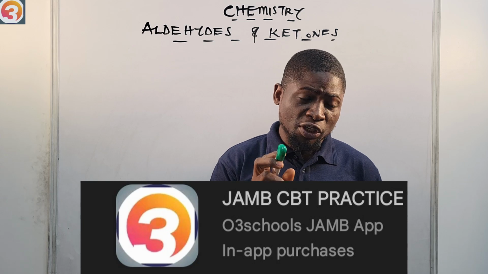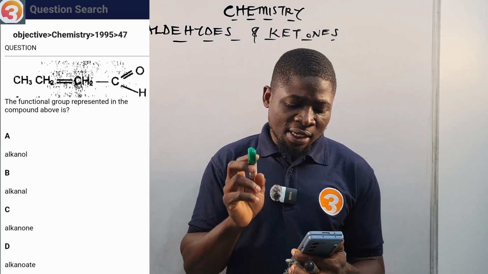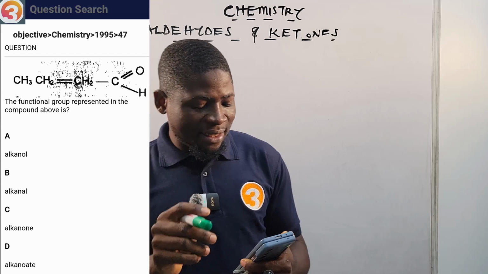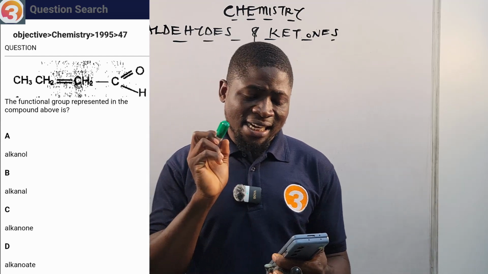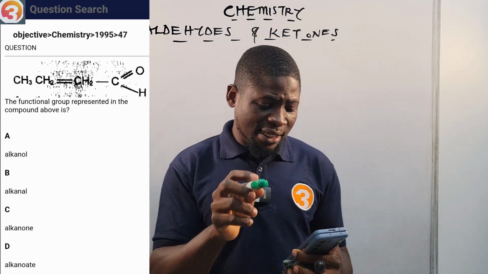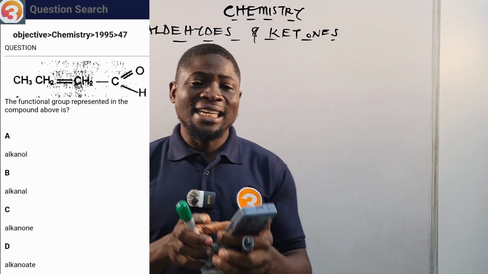This is a 1995 question from JAMB number 47. It is being currently displayed on your screen. They say the functional group present in the compound above is... A says it's an alkanol, which is being displayed, so you are seeing it. B says an alkanol, C says an alkanone, D says an alkanoid.